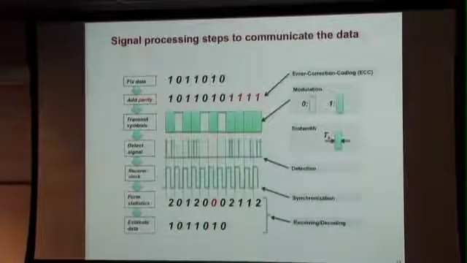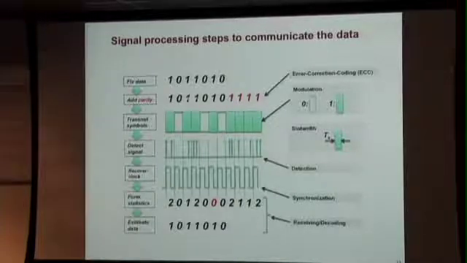Once you've done all this, how do you put all this together to communicate the data? Here's a very simple schematic of, suppose we had a data sequence. I say we're going to code it. I'll get into that in more detail later, but the first step is to code it. So compute some parities.